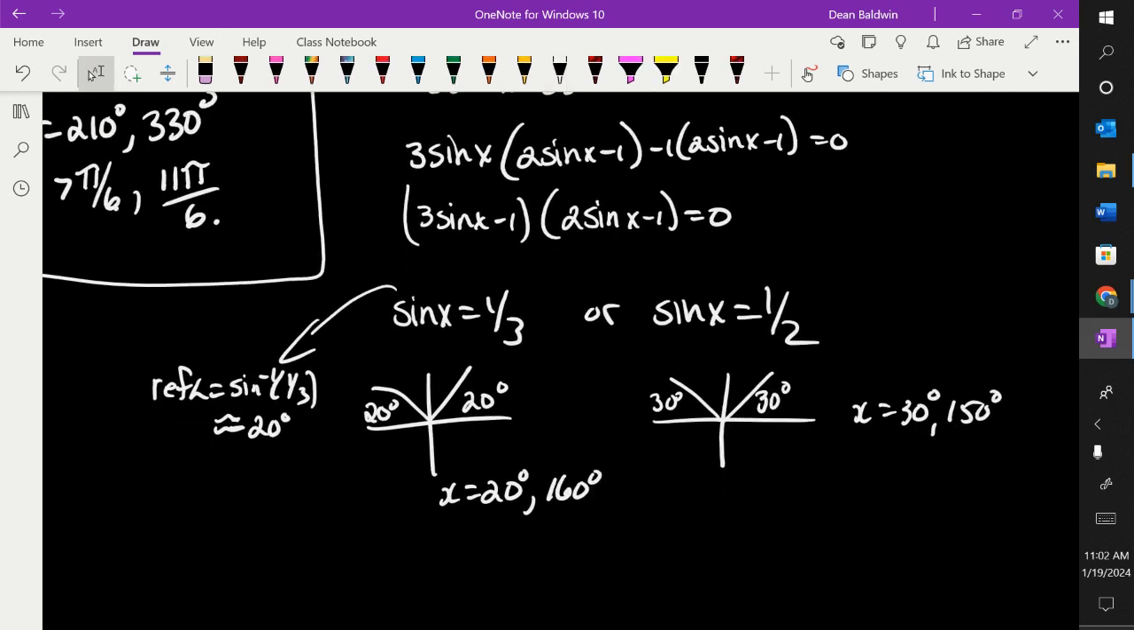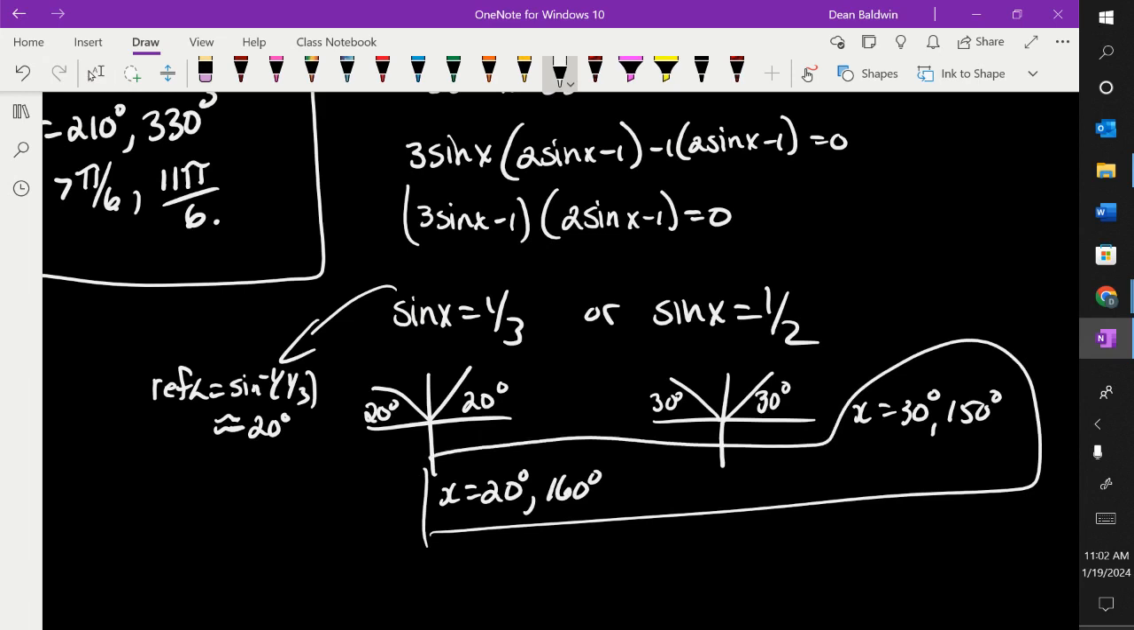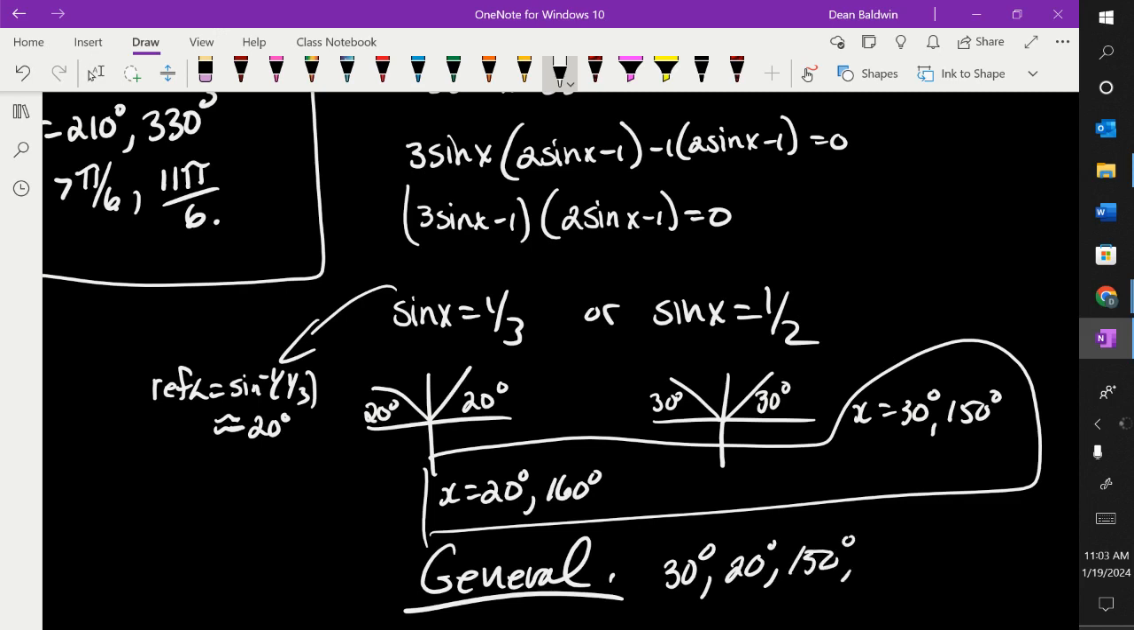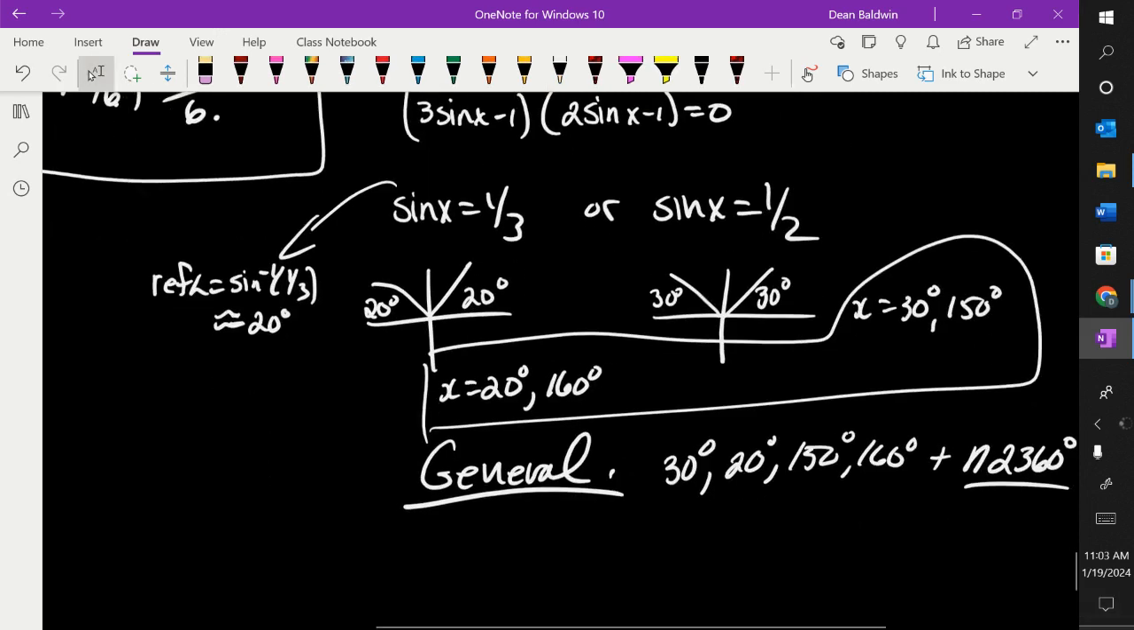So those are all your answers, right? Between 0 and 360. What if I ask for the general solution? So this would be all the answers between 0 and 360. If I say the general, what are you going to do? Multiply them all by n times the period. There you go. So you just take them all and just go 30, 20, 150, 160 plus n times the period, which is 360. That makes sense for general? Yeah?